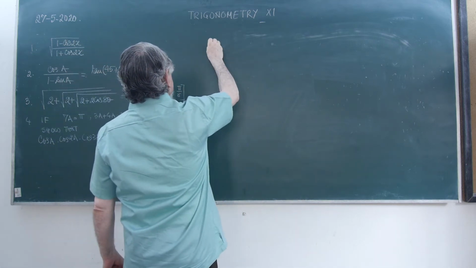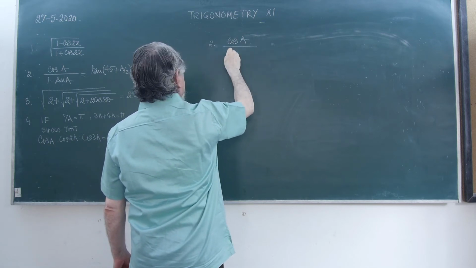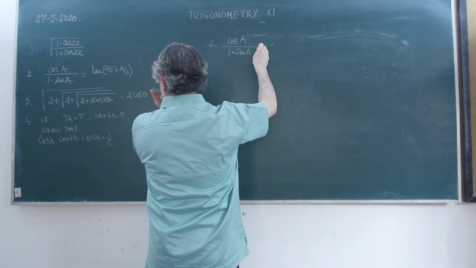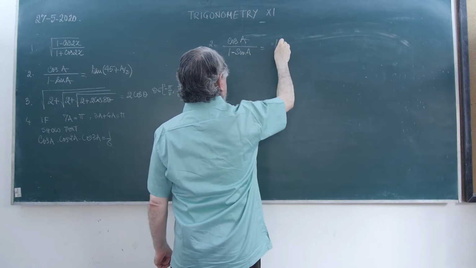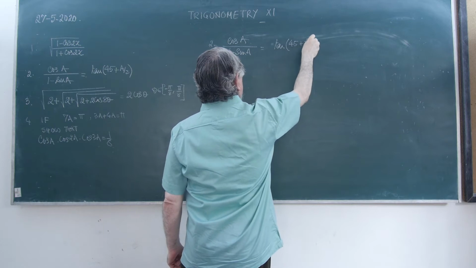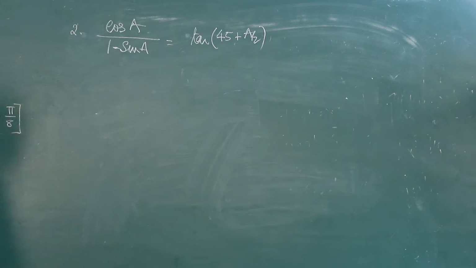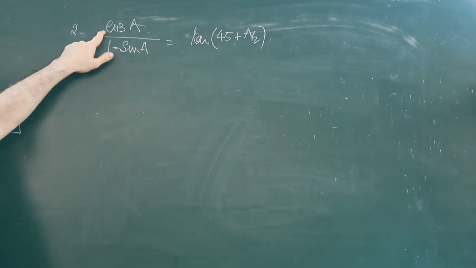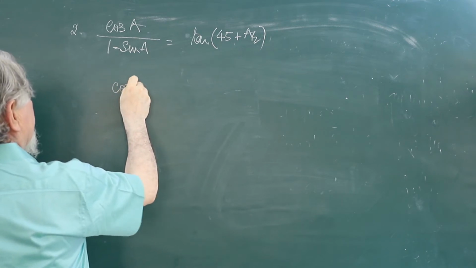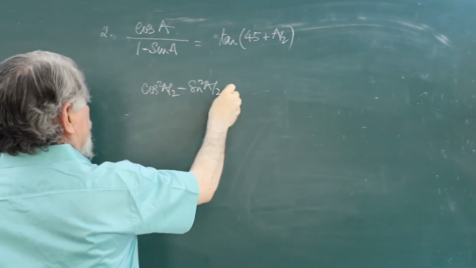The second question is cos A upon 1 minus sin A, which has to be proved equal to tan (45 plus A upon 2). We told you about half angle formulas, so we are converting. Because the answer has a half angle, we will have to convert this into the half angle formula. So I'll write it as cos square A by 2 minus sin square A by 2.